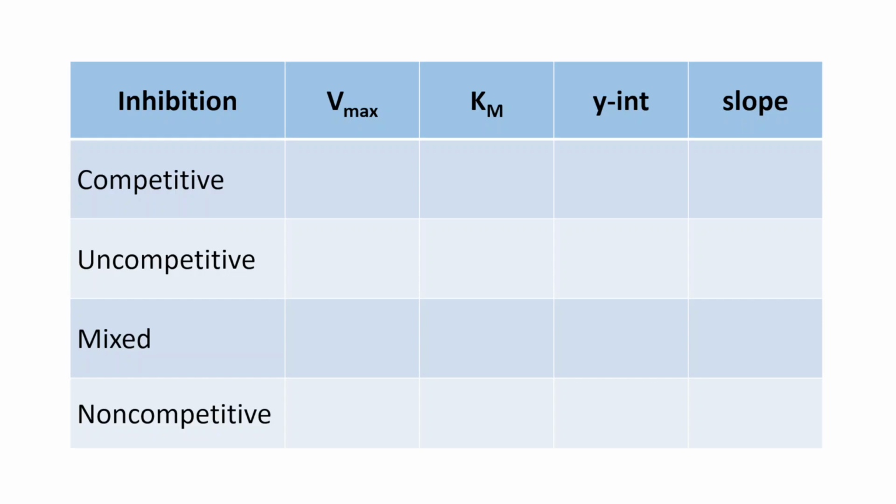So here's a table that has those 4 types of inhibitors or types of inhibition, and start to think about for each type of inhibition, what does it do for the Vmax, the Km, the y-intercept, and the slope for a reaction. So you're looking for, does it increase or decrease? And just as a reminder, the y-intercept is 1 over the Vmax, that's written right up there, and the slope is Km over Vmax, and that will hopefully help you figure those ones out.